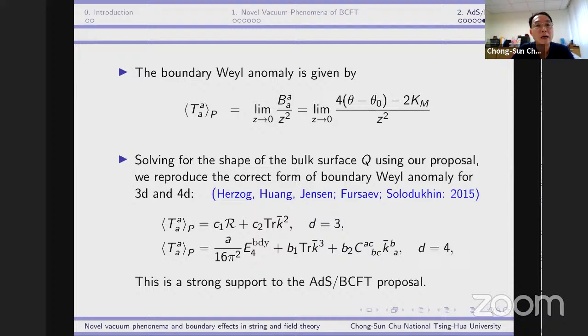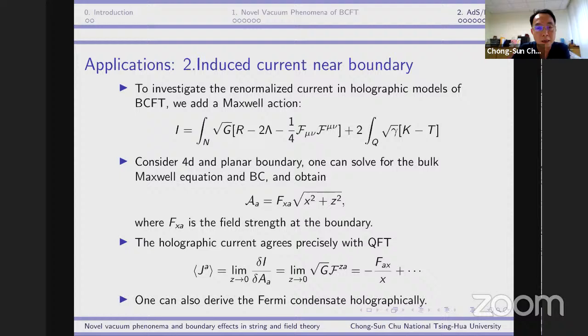Okay, of course, you can also try to reproduce the induced electric current near the boundary from the AdS/BCFT. So what you need to do is you have a current in the boundary theory you want to look at. So you have a U(1) gauge field in the bulk. All these are pretty straightforward, standard. Then you impose some boundary condition to solve the equation of motion for A, and you get the configuration. Then, up to a constant, you do get the exact form of the current. This is a B field, normal to the perpendicular to the normal, and this is the geodesic distance from the boundary. And you can also derive the condensate, of course, holographically.